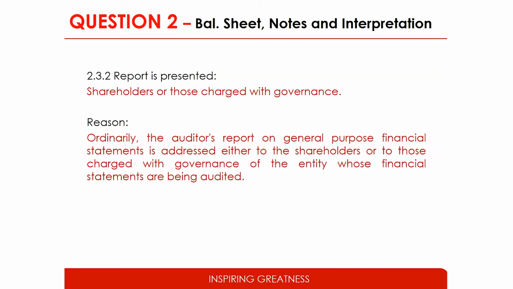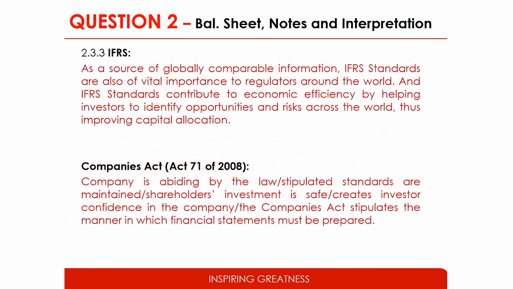Ordinarily, the auditor's report on general purpose financial statements is addressed either to the shareholders, because they are the owners of the business, or to those charged with governance of the entities whose financial statements are being audited. In this sense, that would be management. And then the last question on question 2 will be, explain why the auditor mentioned the following in the report.